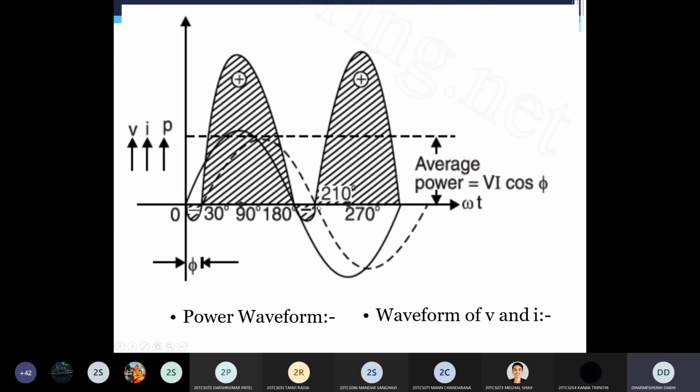Again, after 210, what will happen? Current becomes negative, and voltage also remains negative up to 360 degrees. So between 210 and 360 degrees, your voltage and current both are negative. So ultimately your power is again positive. Clear? Minus minus plus. So you can see that the power waveform between 210 to 360 becomes positive again. Clear? The same happens after 360 degrees. What will happen? Your voltage becomes positive but current is still negative. So again you get the small negative power in this interval.